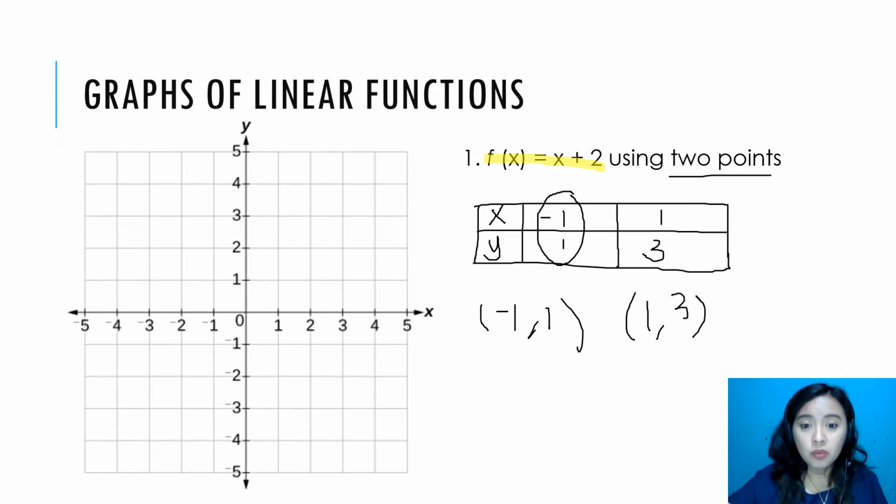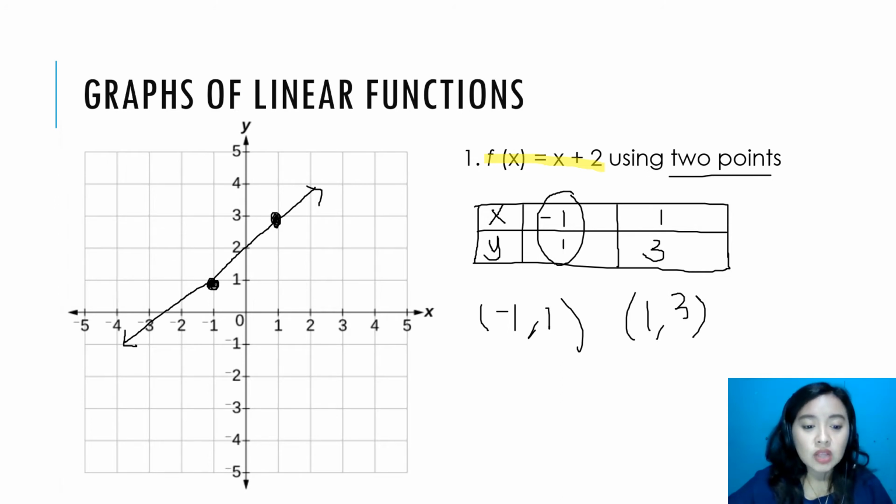Kaya na tayo duha ka points. So, negative 1, 1. So, sa x-axis, naa siya sa negative 1. Sa y-axis naa siya sa 1. So, naa siya dire. For the second point, we have 1, 3. So, iyang x-axis 1, iyang y-axis, naa daw sa 3. Naa dire. We will just connect those two points and create a line.